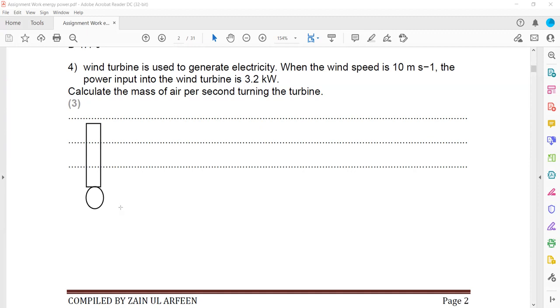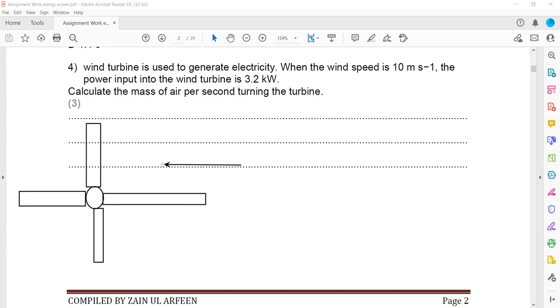The wind speed is 10 meters per second. For example, if this is a wind turbine, the wind speed is 10 meters per second. And the power input into the wind turbine is 3.2 kilowatts, or we can say 3.2 × 10^3 watts. We have to calculate the mass of air passing through every second, that we have to calculate.